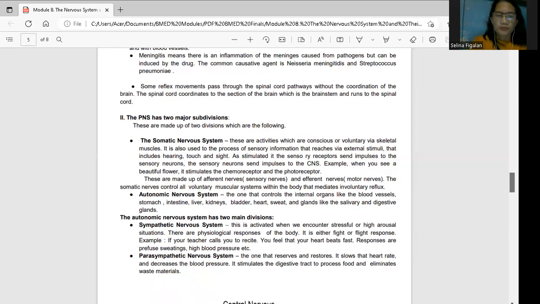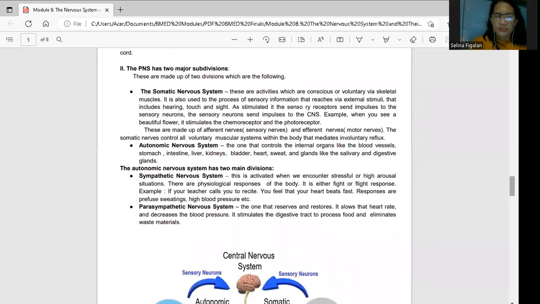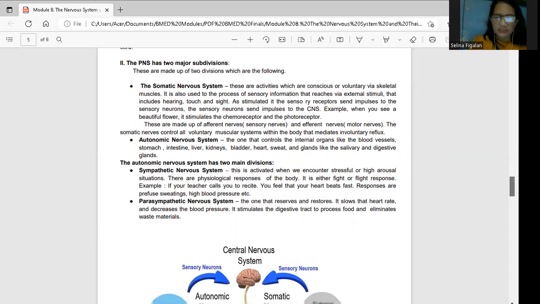Okay, so your autonomic nervous system is divided into 2, the sympathetic nervous system and then the parasympathetic, opposite sila klasa. So pag merong activation that is under the sympathetic, so you feel if your heart beats fast, so pag mabilis, ang reaction ng parasympathetic nervous system is the opposite. Okay, this is the one that reserves and restores. Ang sympathetic naman, siya naman yun yung during fight or flight response. Okay, so magkaiba sila ng responses.